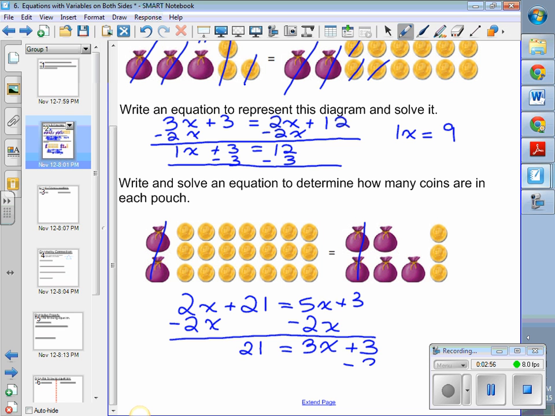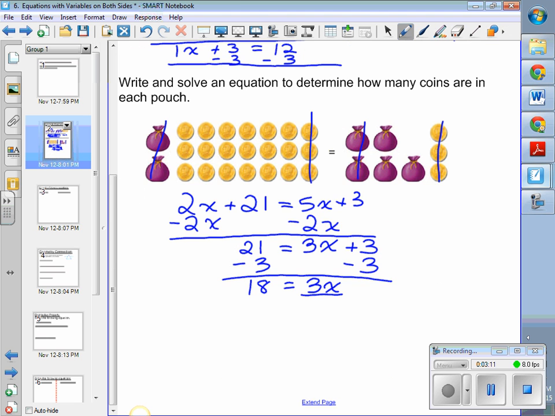Then we're going to subtract 3 coins over here, and we're left with 3 x's equal to 18. And then we divide by 3, and we can divide into 3 equal groups, and we get that x equals 6. Okay? Now let's take it to this without pictures.